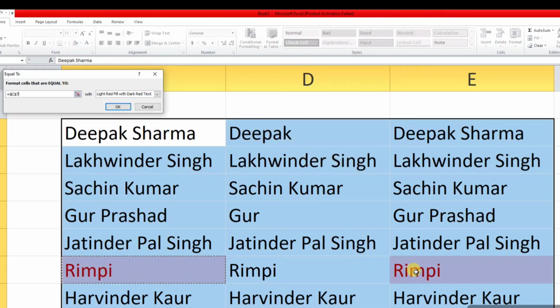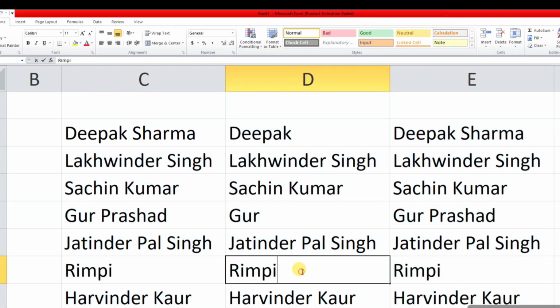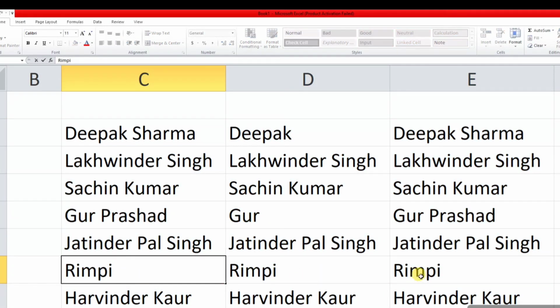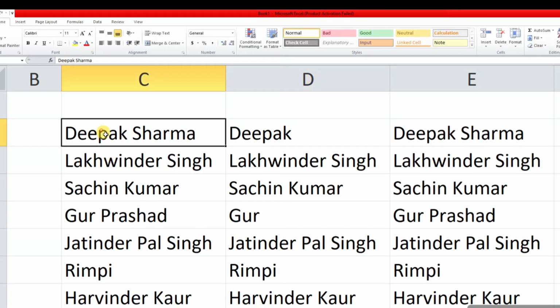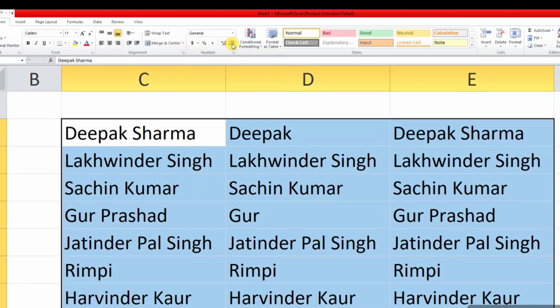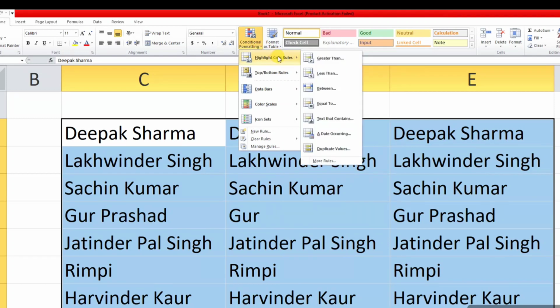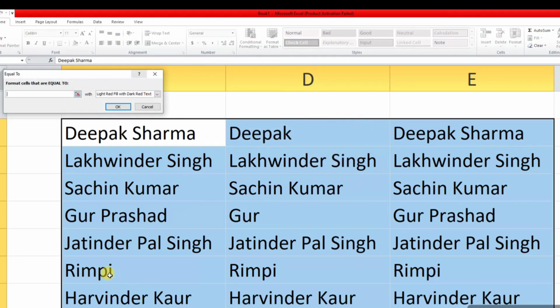And now this is only due to the space. There is no space here and here is a space. So I'll give a single space. And now you see, so space matters. If there is a space, this will not match.